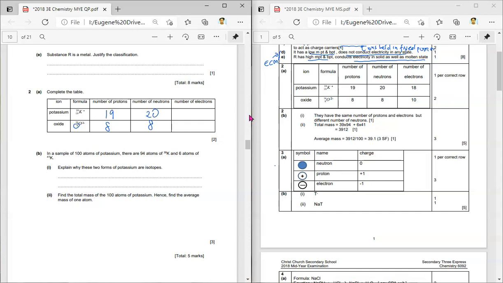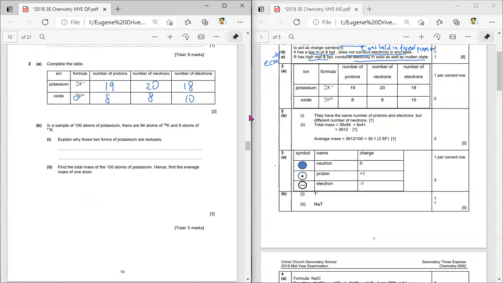Now, number of electrons. If it's a plus, it means it has lost 1 electron. So this one will be 19 minus 1, so you get 18. This one, 2 minus, means it has gained 2 electrons, so this is 10. So that's 2 marks, 1 mark for each correct row. Quite a simple question on your atomic structure and chemical bonding. Okay, next.